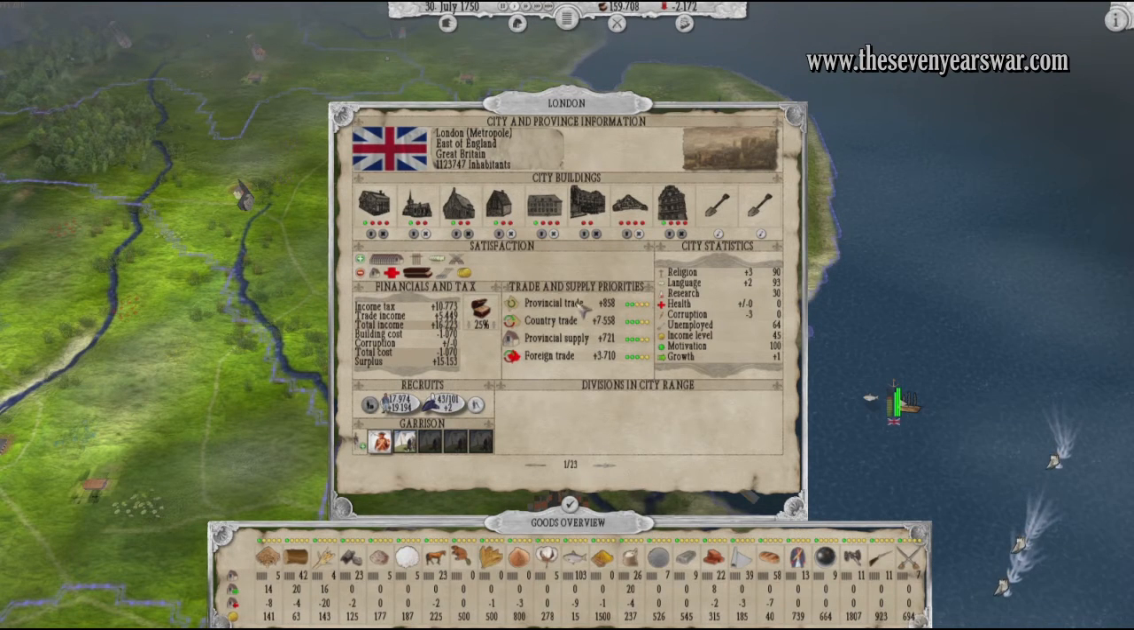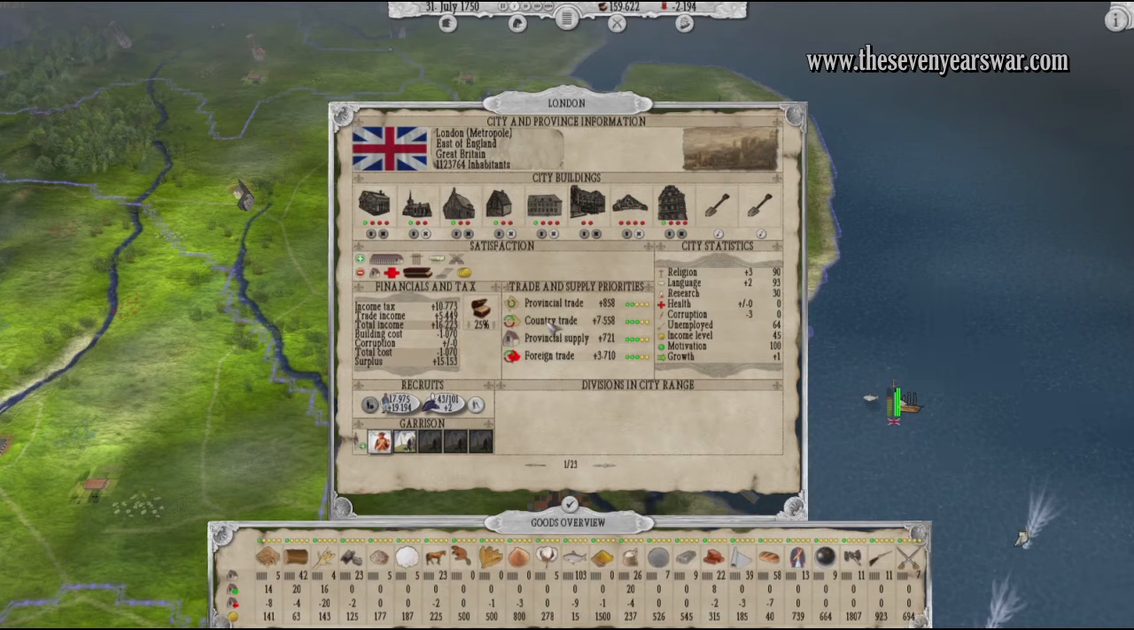So let's discuss priorities. You have different trade types here. You have the provincial trade, which means the kind of trade where your traders are buying goods from your companies and they're selling it to the local markets. You can adjust the priority here. Just hold your left mouse button and move the mouse cursor.